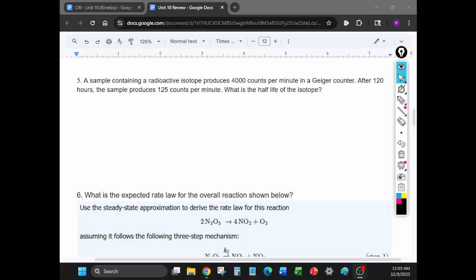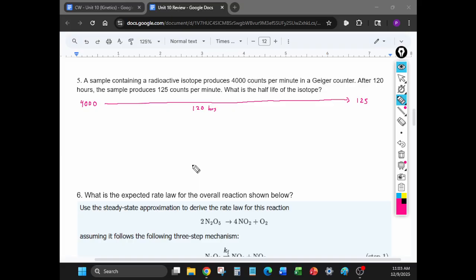All right, so number 5 is a half-life problem, and it gives you some information about it. So it says that you've got a radioactive isotope that produces 4,000 counts per minute on a Geiger counter. And after 120 hours, the sample produces 125 per minute. So what it tells us is that we start with 4,000 counts, and then it ends up at 125 counts, and that total amount of time is 120 hours.